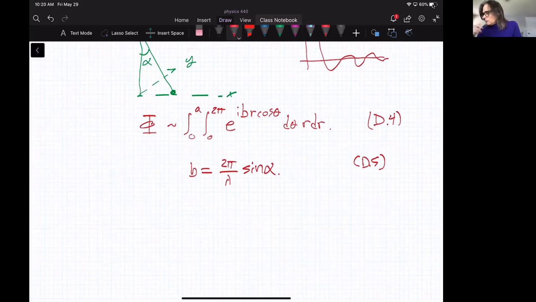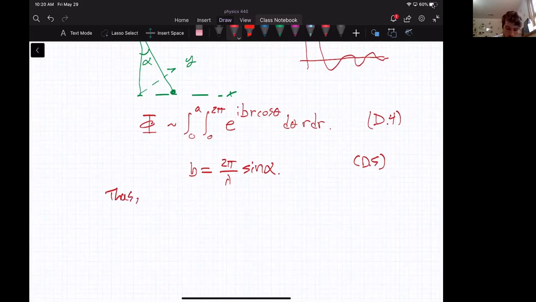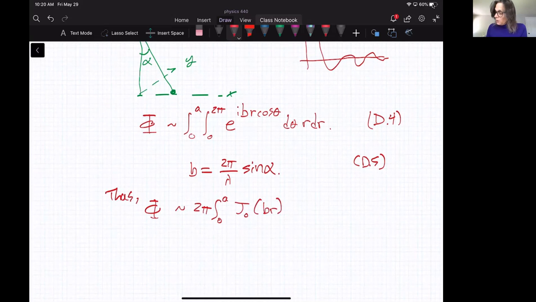But given what we just did in equation D.3, we've now set up essentially an integral that we can solve by looking at that integral and replacing it with J naught. So now we have phi is basically 2 pi times the integral from 0 to a times J naught as a function of b r, r dr. In other words, the argument for the Bessel function of the first kind is b times r.